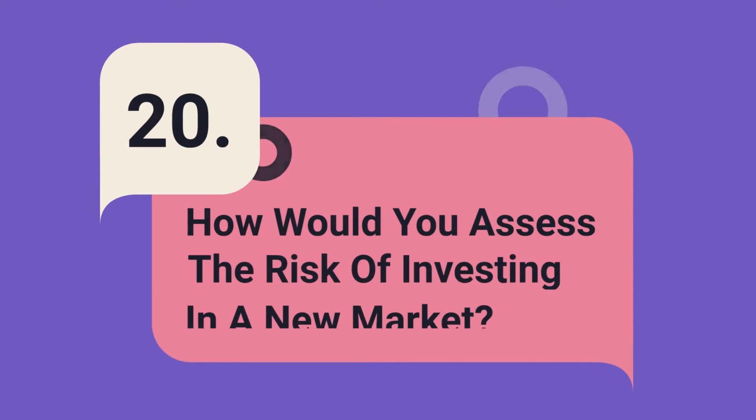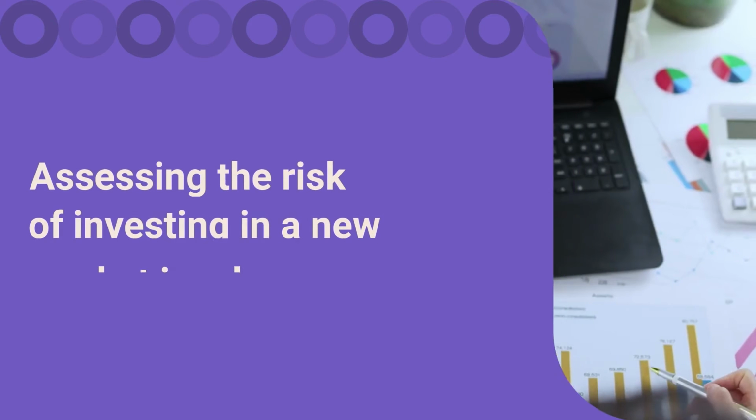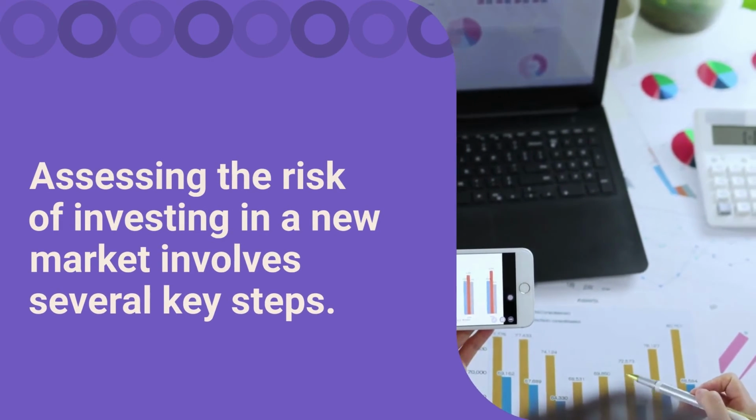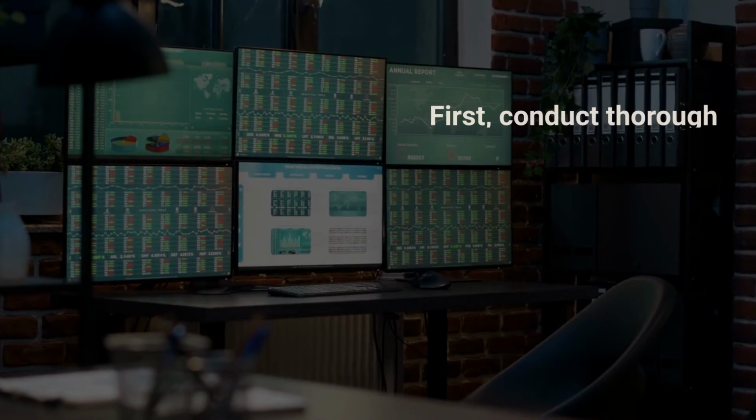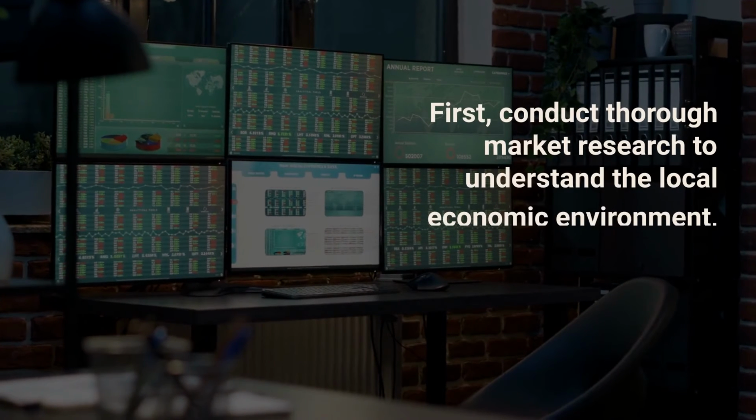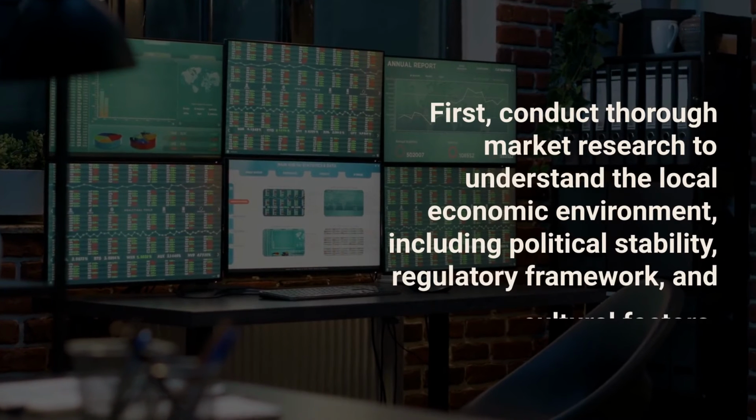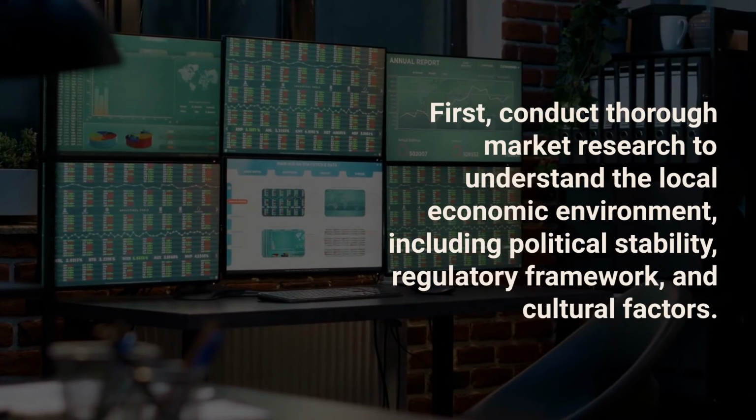Engaging in continuous education through courses or certifications ensures familiarity with changes and their implications on financial reporting practices. 20. How would you assess the risk of investing in a new market? Assessing the risk of investing in a new market involves several key steps. First, conduct thorough market research to understand the local economic environment, including political stability, regulatory framework, and cultural factors.